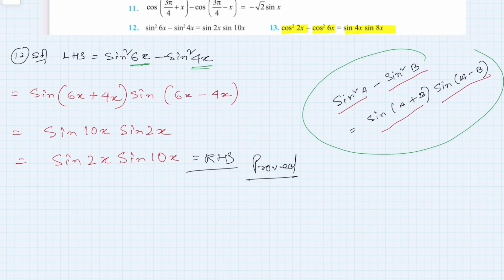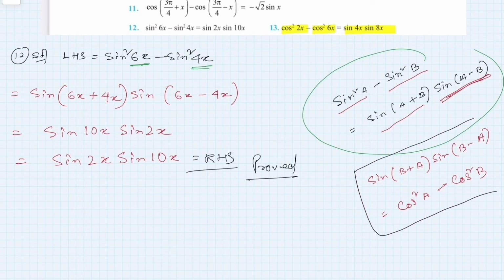If you write sine of B plus A, and instead of A minus B you write sine of B minus A, then it will be equal to cos square A minus cos square B. Okay, now remember this one also as an identity. So we are going to use this here in question number 13. Okay, so let me use it here.